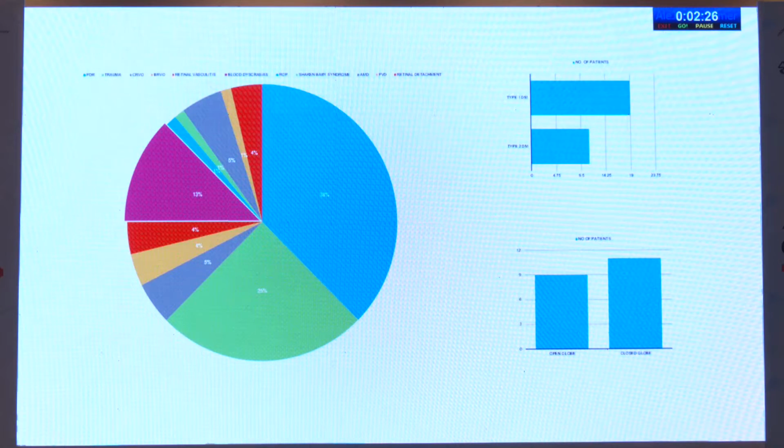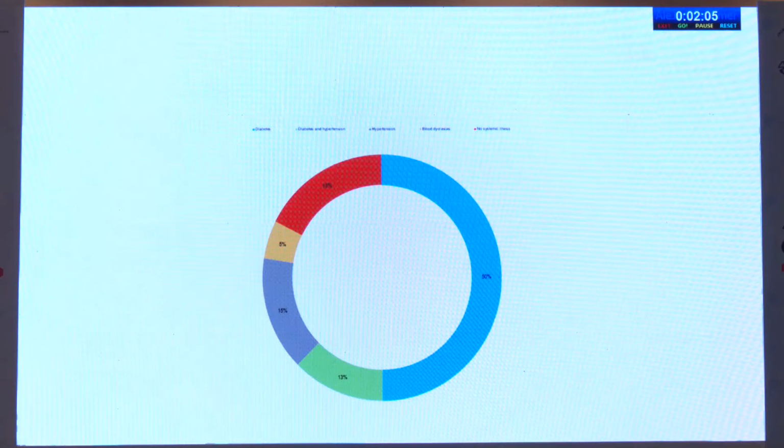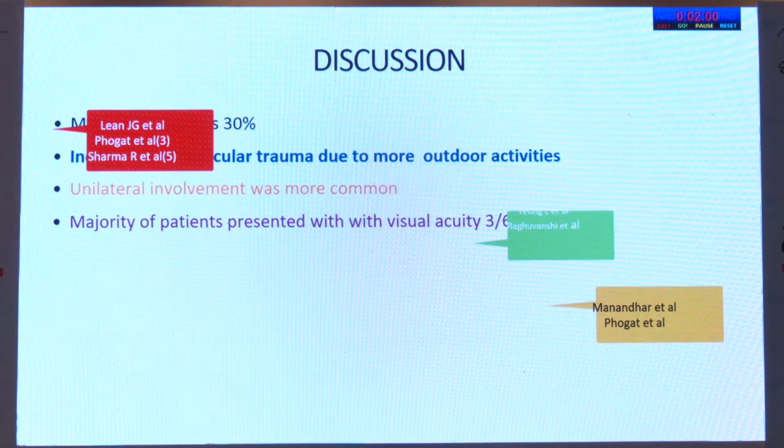Now this pie chart shows that 38% of patients had PDR as the etiology, followed by trauma. In case of PDR patients, most were type 2 diabetes mellitus, and in case of trauma, most of the cases were closed globe injuries. Among the systemic associations, most of the patients had diabetes, followed by diabetes and hypertension in 13%. In discussion, males were more common, as followed by Lean, JC et al., Fogart et al., and Sharma et al.